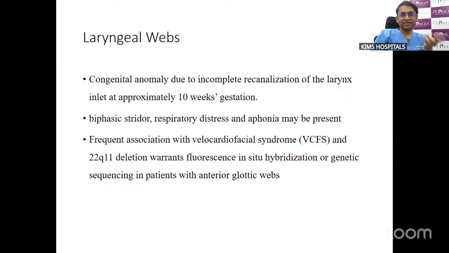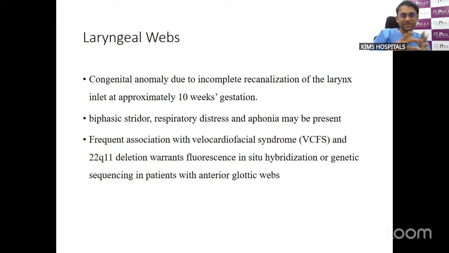Laryngeal webs are congenital anomalies caused by incomplete canalization of the laryngeal inlet, which usually happens around 10 weeks of gestation. The baby can have a biphasic stridor, respiratory distress, and aphonia. There is frequently an association with velocardiofacial syndrome and 22q11 deletion, where these symptoms can be seen.